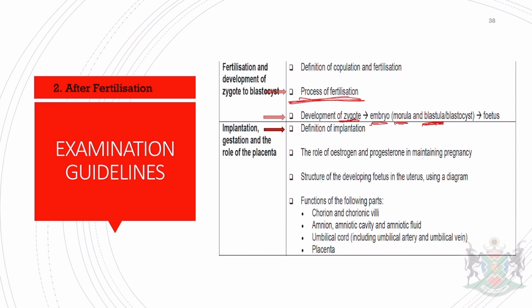Next, we are going to define implantation. We are going to look at the structure of the developing fetus in the uterus using diagrams. And then we are going to look at the functions of all of those parts. So that is a lot, so we need to move right along.